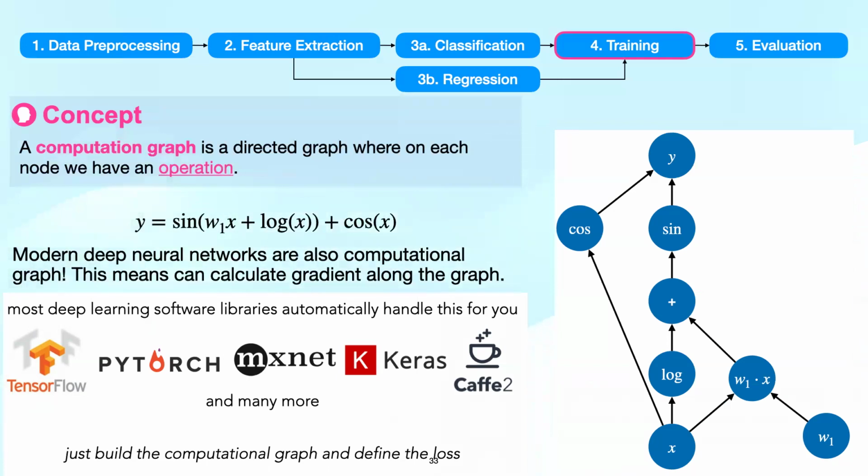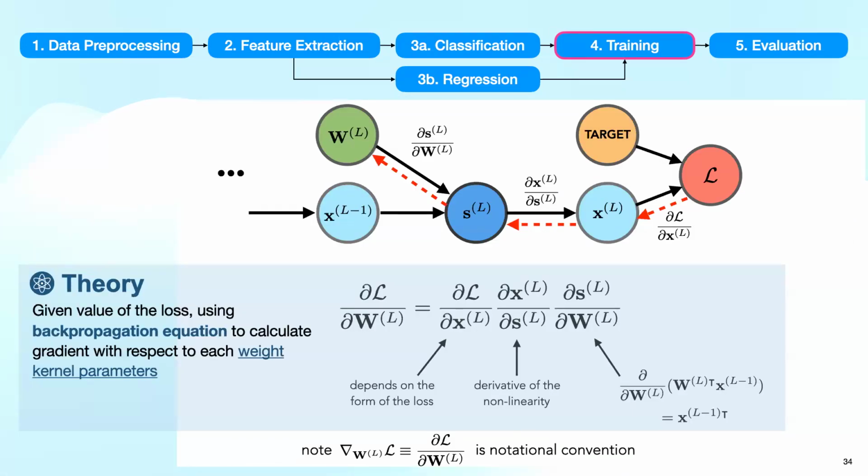A deep neural network is very complicated, but it also can be broken down into a computational graph. This means you can calculate gradients along these graphs. How you do this is what we call the backpropagation equation. So you can calculate the gradient with respect to each of the weight kernel parameters. The idea is you start from your loss function: in your forward pass, you calculate the loss, which you already know with respect to your label or the target you want to produce. And you can move along the computation graph.